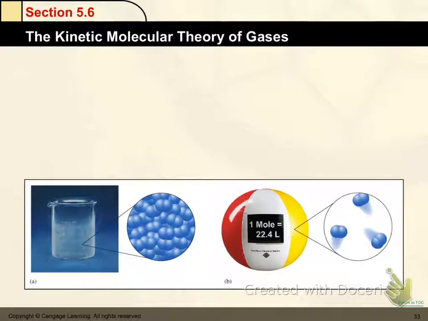So throughout this chapter we've been talking a lot about the word laws. We've talked about Boyle's law and Charles' law, Gay-Lussac and Avogadro's laws. And let's remember what a law is. A law is a summary of observable behavior. So for instance, we know that for a gas, as the pressure increases, its volume will decrease.